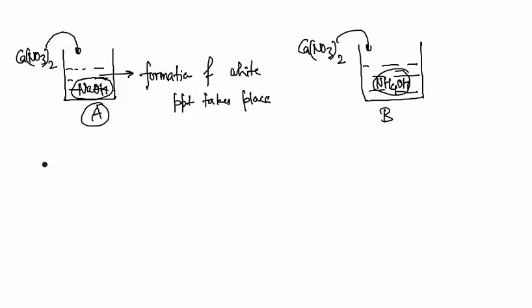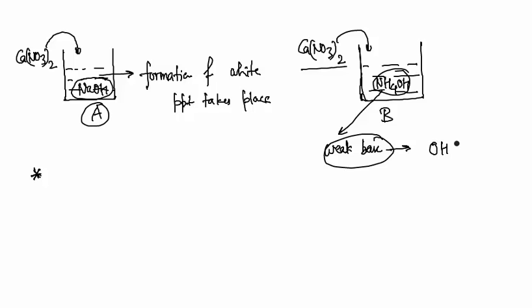And now one more important thing: why with NH4OH, when you put calcium nitrate, does the formation of Ca(OH)2 not take place? The reason is that NH4OH is a weak base, and if it is a weak base, it will provide very few OH minus ions. This NaOH is a strong base.